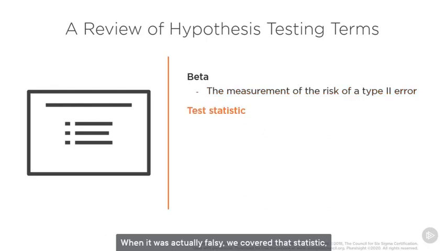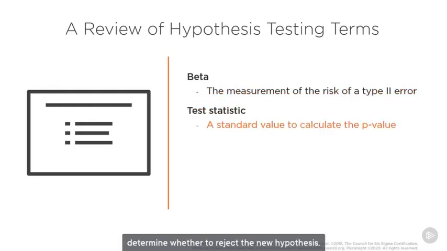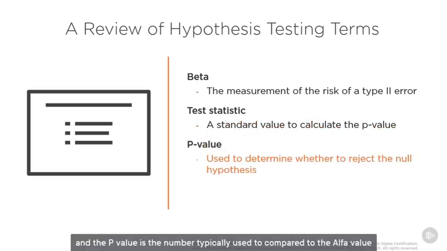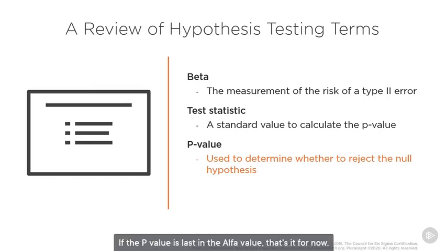We covered test statistic, a standard value that is used to calculate the p-value to determine whether to reject the null hypothesis. For example, in the t-test, the value is t. We didn't calculate or discuss these values in detail, but they are shown in Minitab's output screen and can be valuable for more advanced statistical calculations. When using Minitab for hypothesis testing, the p-value is automatically generated. We also spoke about the p-value, and the p-value is the number typically used to compare to the alpha value to determine whether or not to reject the null hypothesis. The null hypothesis is rejected if the p-value is less than the alpha value.